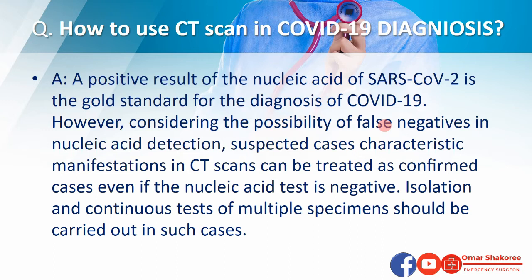They treat a suspected case with a positive CT as a confirmed case of COVID-19, even if the nucleic acid test was negative. Isolation and continuous testing of multiple specimens should be carried out in such cases. This was our first question.